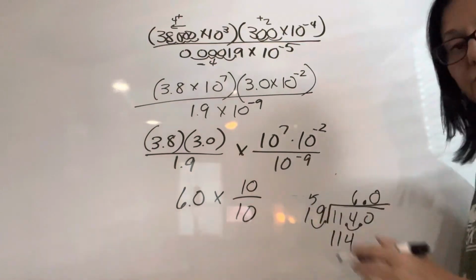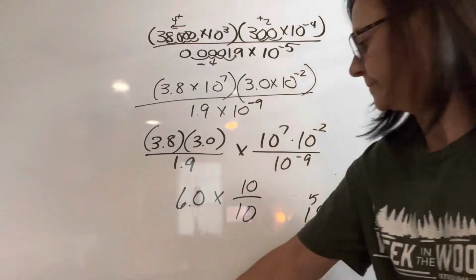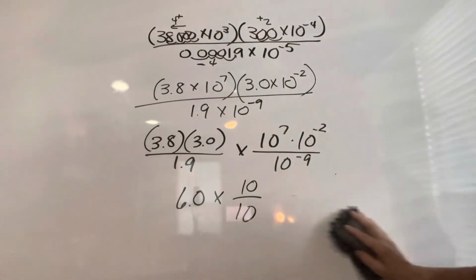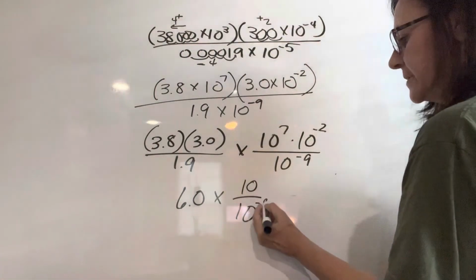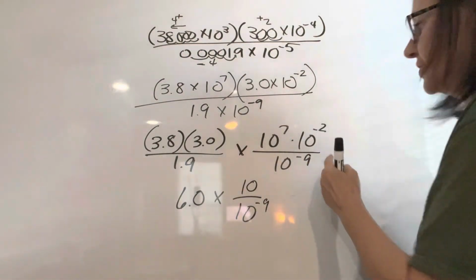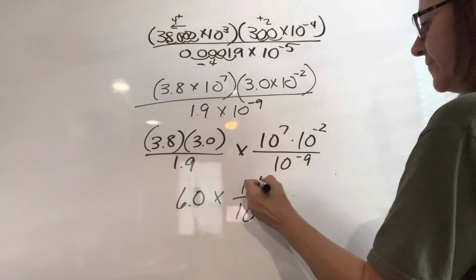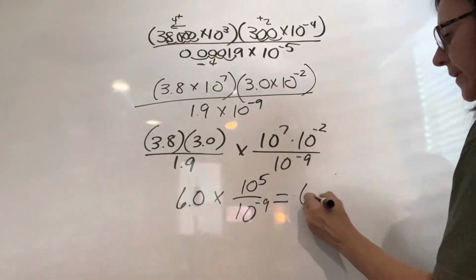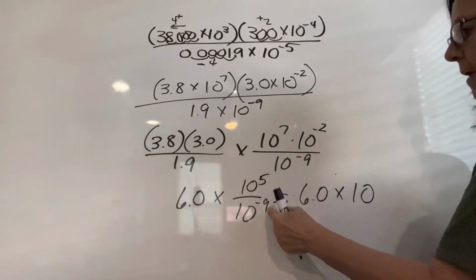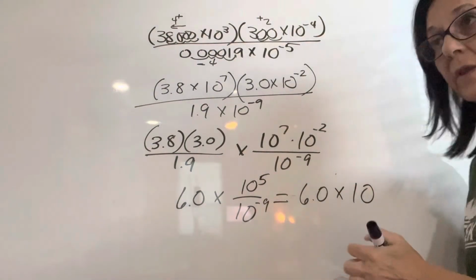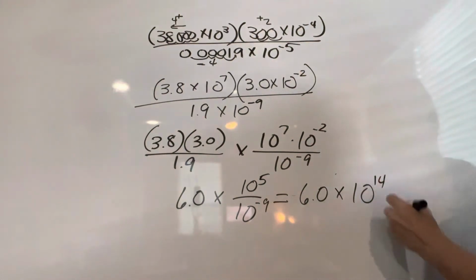All right, I'm going to do this first. I'm going to do the numerator, leave the denominator the same. So I'll do multiplication is addition. So 7 and negative 2 is 5. Then I'll do the division is subtraction. So it's 5 minus negative 9, which is 5 plus 9, and that's to the 14th.